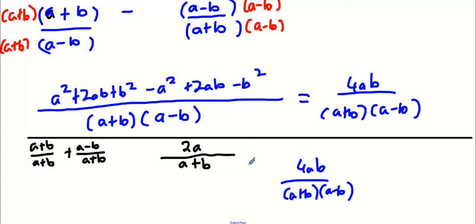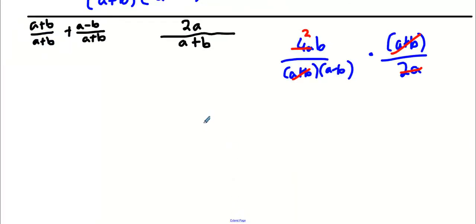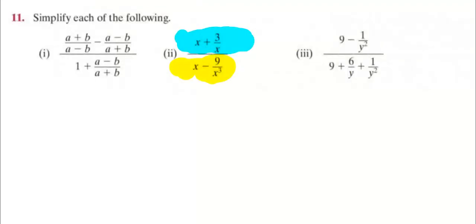What do I do with the bottom fraction? Well, turn it upside down, and what do we get? A plus b over 2a. Now what cancels? The a plus b cancels. What else will cancel? 2a divides into 4a twice. And what's your answer? 2b over a minus b. How many people got that? All right. Any questions? A bit easier than its predecessor.